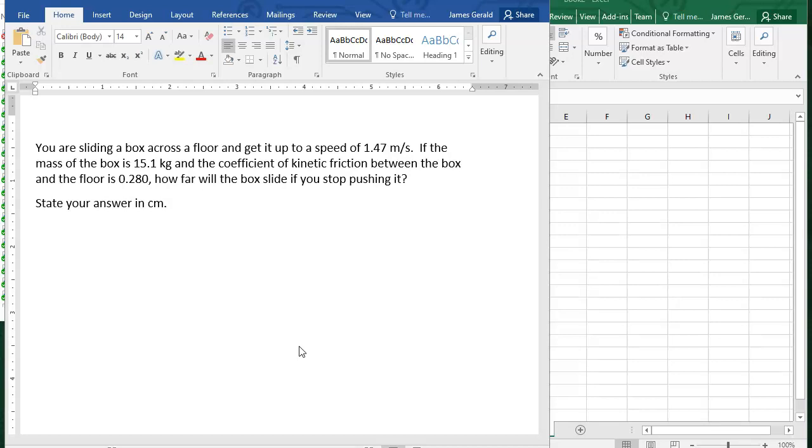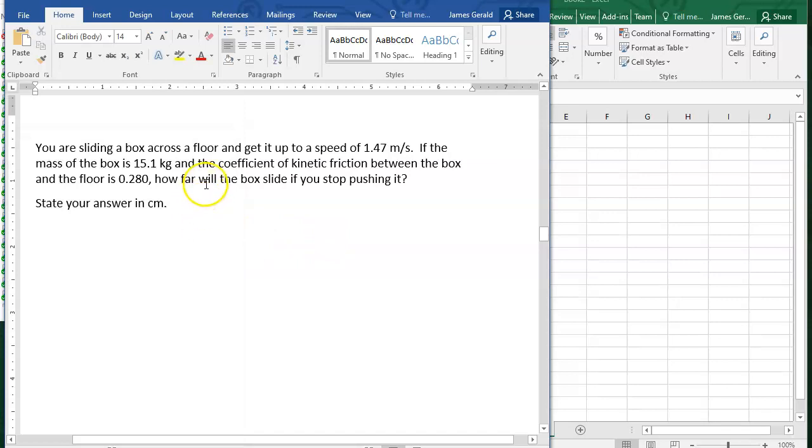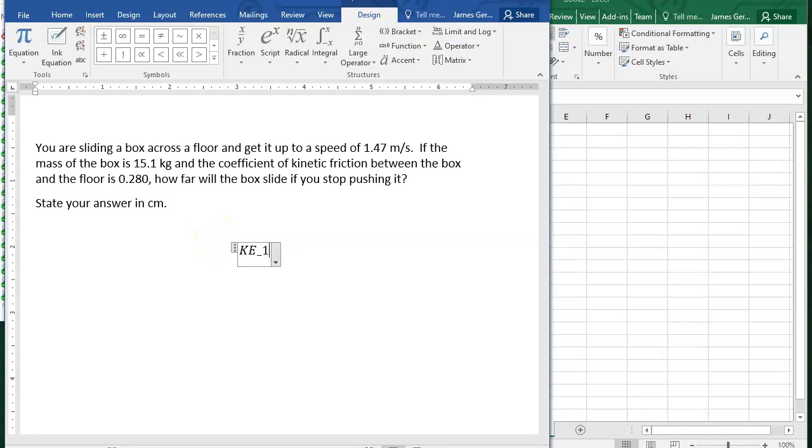So we know the mass of the box, we know its velocity, we know the coefficient of kinetic friction, and it's kinetic friction in this case because the box is moving. And the question is, how far will the box slide if you stop pushing it, right? So when we stop pushing it, that's the 0 point. We're going to calculate how far it will slide from there. How do we do that? Well, this is a conservation of energy problem.